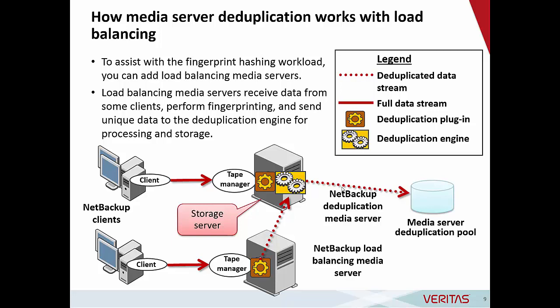And so if the client sends data to the storage server, well, then it gets deduplicated and written to disk by the storage server. If the client sends data to the load balancing media server, the load balancing media server communicates with the storage server to identify what's unique and what's not. The unique stuff only gets sent across the network to the storage server. The storage server writes it to disk. Remember that it is always the storage server that has exclusive write access to the disks themselves. The load balancing media servers send their data through the storage server.